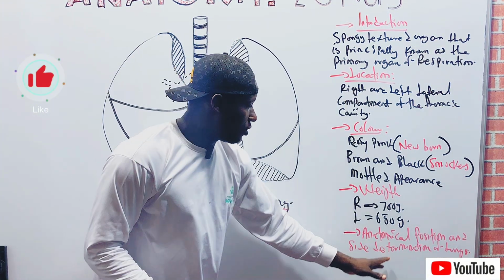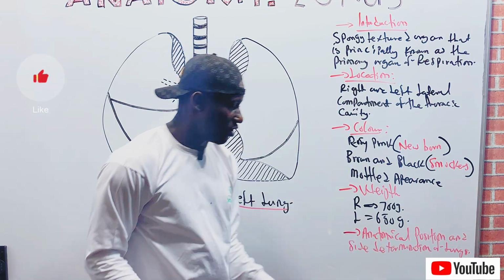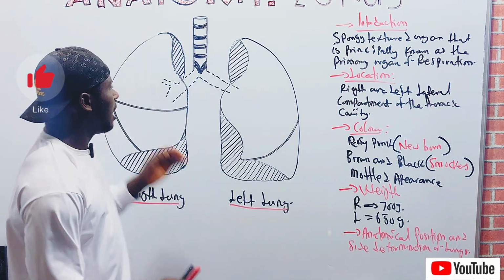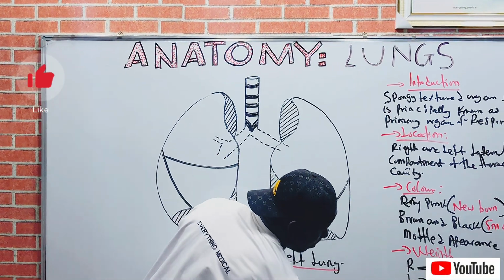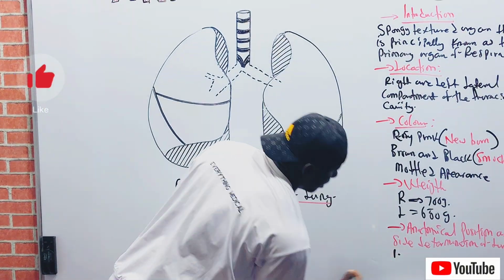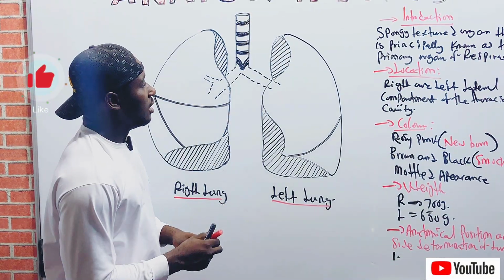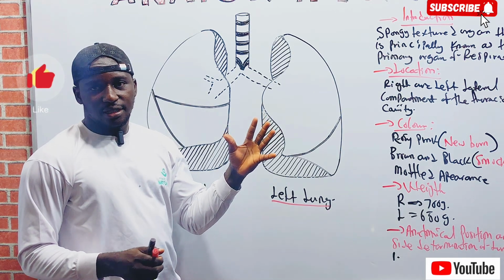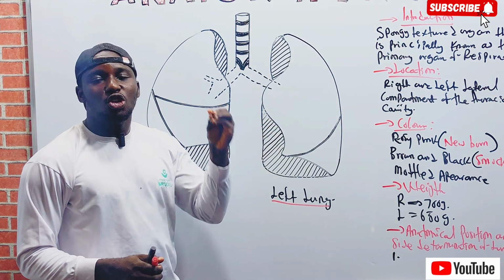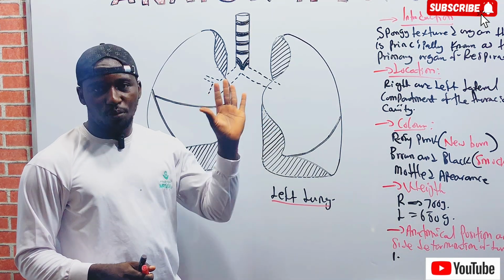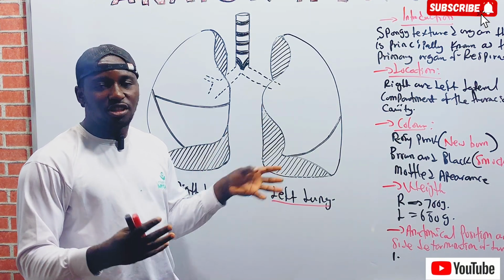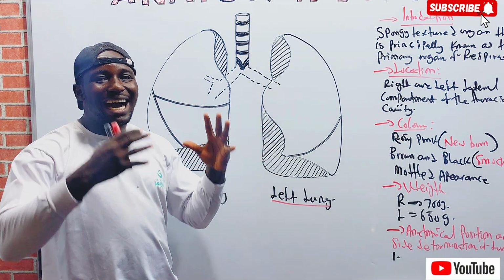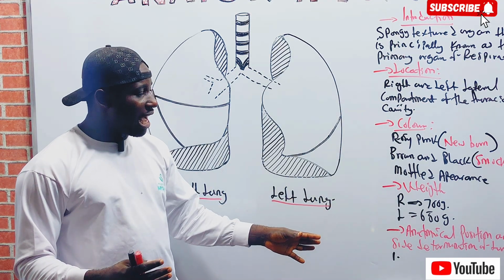So anatomical position and side determination of the lungs is what we shall be looking at. Number one is that the conical lung apex is usually directed upward. These are how to know that this structure is a lung, its anatomical side determination and position.